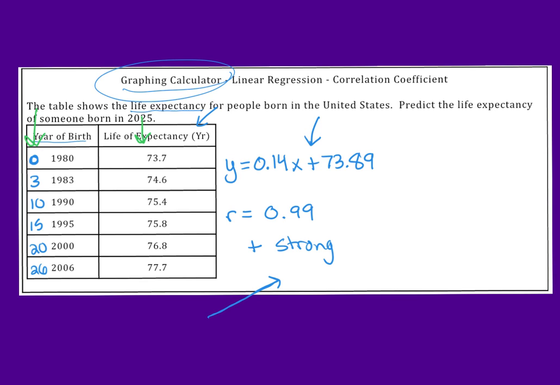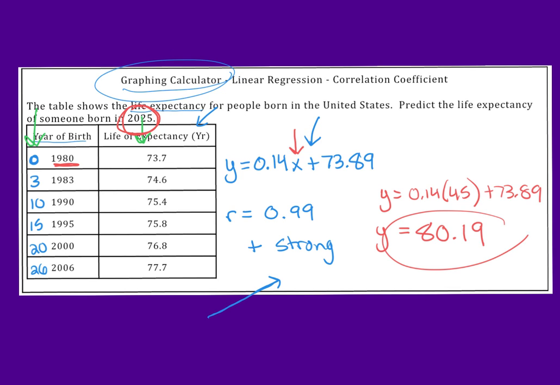And the very last part, we're making a prediction for people born in 2025. So we're going to plug our prediction in for X. 2025 is 45 years later. So let's use this: 0.14 times 45 years after 1980 plus 73.89. And you should get that y equals 80.19. So the life expectancy would be about 80 years for people born in 2025.